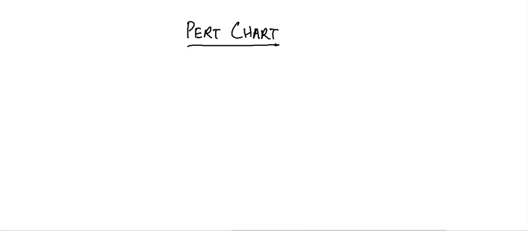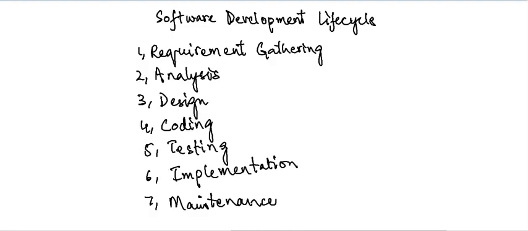To understand Pert charts, let's take a look at the software development life cycle. Now, we are not supposed to know much detail about the software development life cycle, but let's just take a look at the different phases that are involved in the development of a software. The first phase is requirement gathering. This is where you go and find out what requirements your client has, what kind of a software he wants. So this is where you gather all the information related to the type of software that the client wants to be developed.